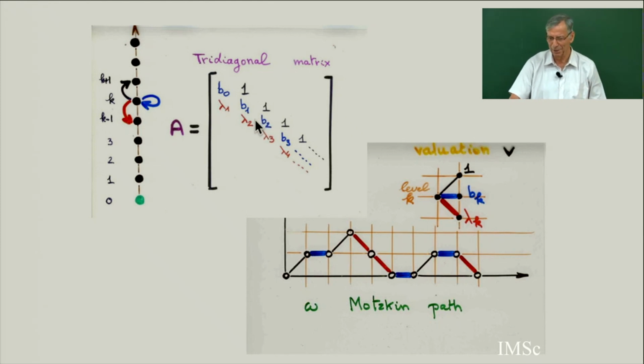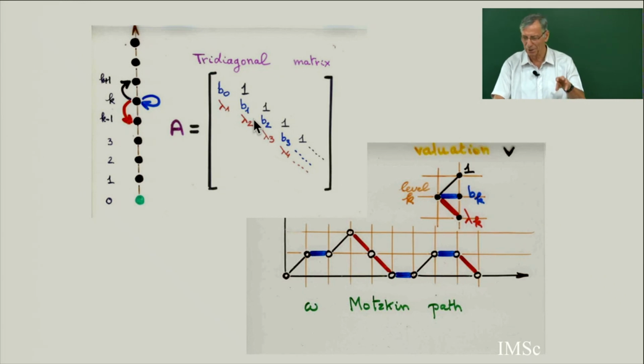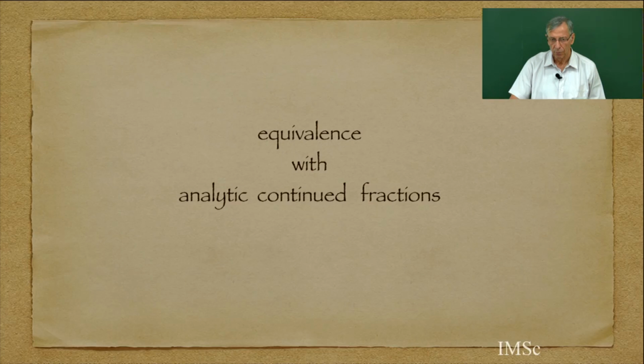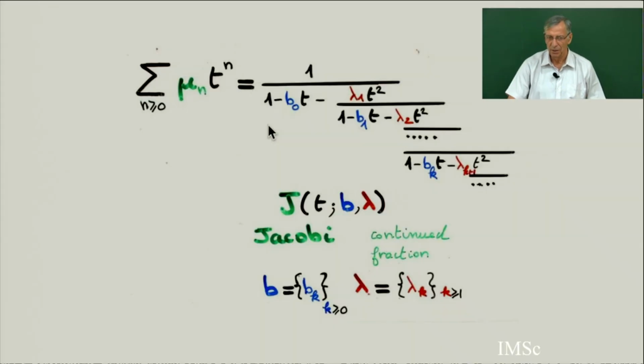You will see this tridiagonal matrix many times, especially in the physics papers working with the PASEP. There will be the tridiagonal matrix related to the Askey-Wilson polynomial. So now I claim there is an equivalence with analytic continued fractions. There are two types of continued fraction. The Jacobi continued fraction: you give me these coefficients bk, lambda k, and this is a Jacobi continued fraction. Like this.